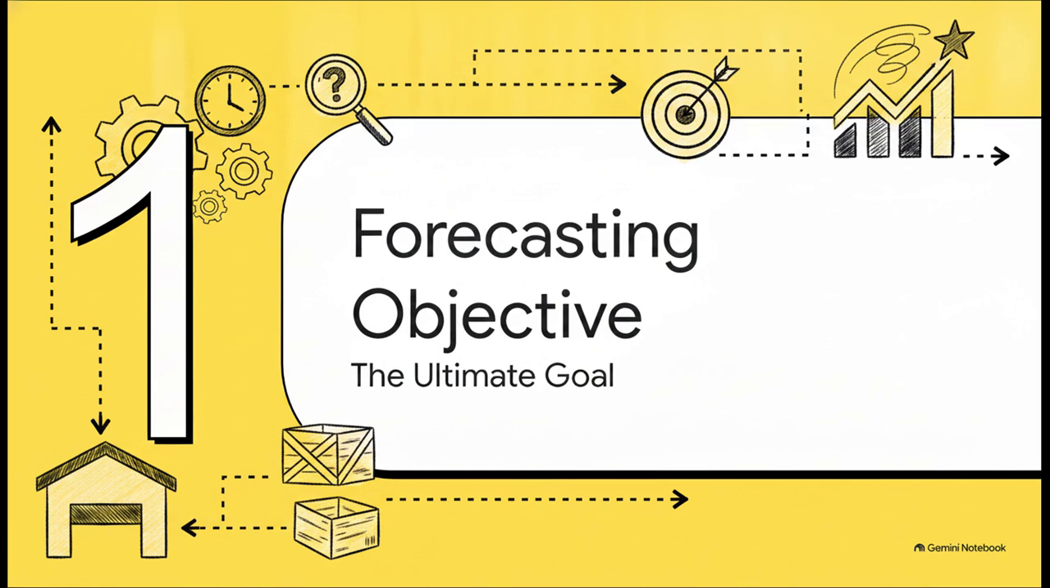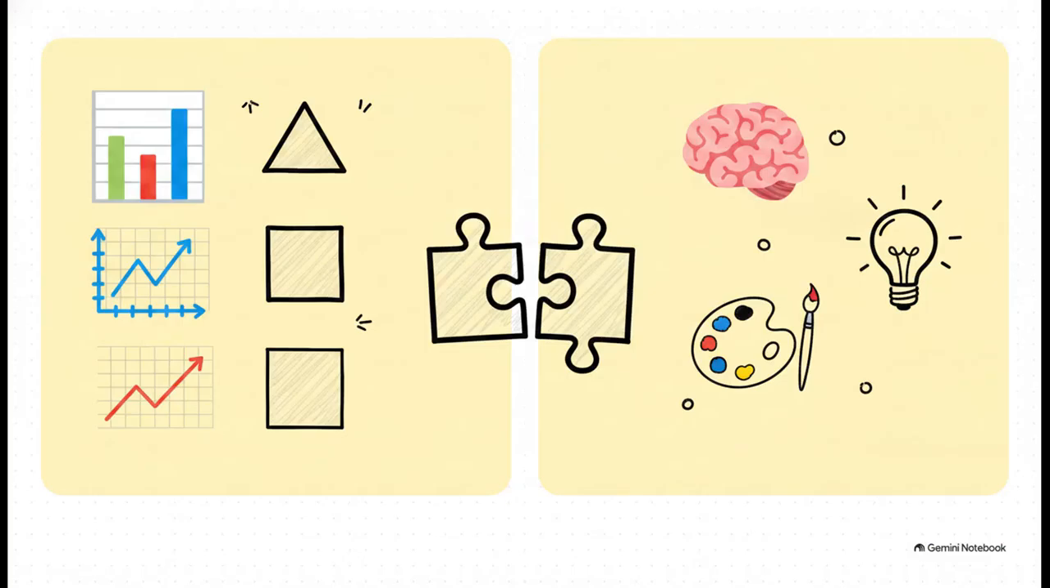The forecasting objective. Okay, so the ultimate goal here is absolutely crucial. We want to perfectly align our supply with future customer demand. And to pull that off, we actually rely on two wildly different schools of thought that we have to somehow bring together. On one side, we have quantitative methods. This is the science, right? It's completely objective, it relies heavily on historical sales data, and it's built on these really rigid mathematical models.